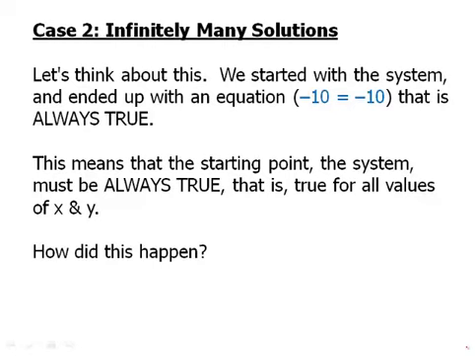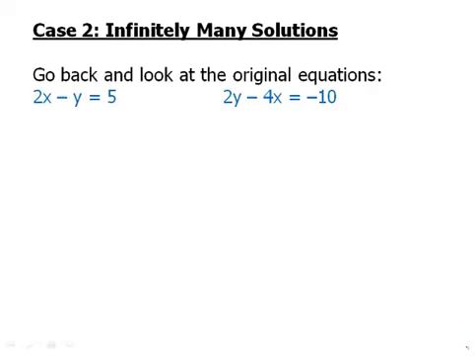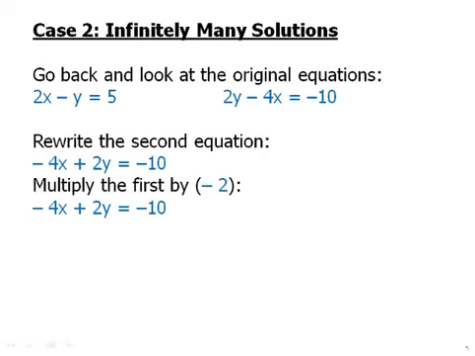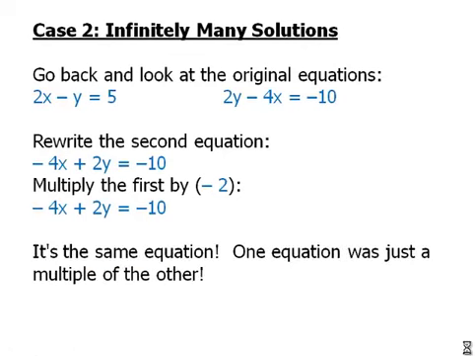How did this happen? Let's go back and look at the original equations. Rewrite the second equation. We'll just put the x first. Now multiply the first equation by negative 2, and lo and behold, it's the same equation. One equation is just a multiple of the other, so it's really just two copies of the same equation.